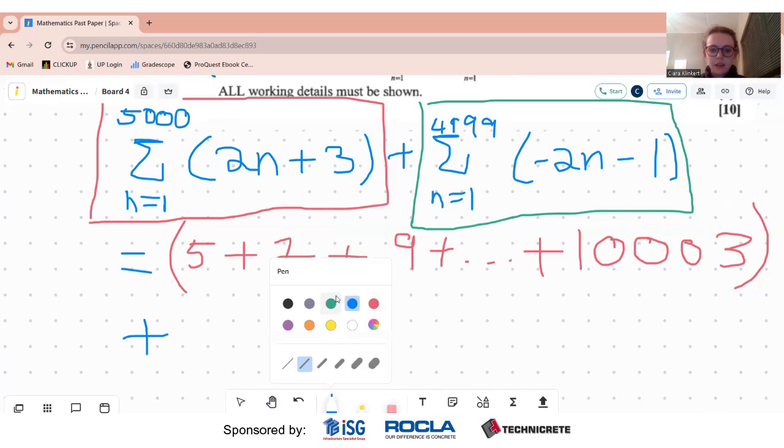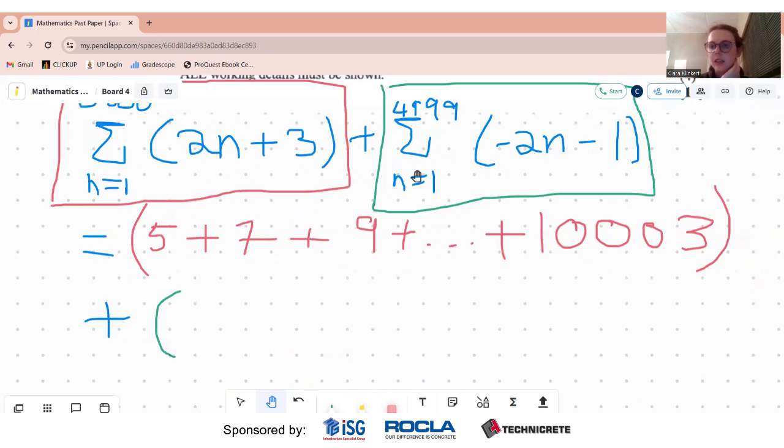Okay, plus, now I'm going to need to expand this. So I'm going to have to calculate the value of this expression at each n. So I start at n is equal to 1. And I'm going to put a curly bracket around this one because I'm going to have lots of little brackets.